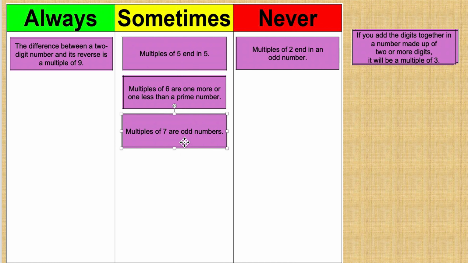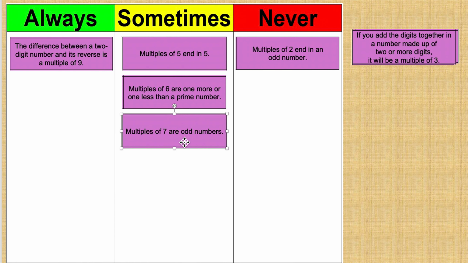If you add the digits together in a number made up of 2 or more digits, it's a multiple of 3. So this is one where the kids will have to come up with some examples and they'll have to try them out mathematically. So if I add the digits 1 and 4 together, for example, in the number 14 or 41, I get the sum of 5. And 5 is not a multiple of 3. So right now I might think this is not true. But I can certainly find instances where it is true.